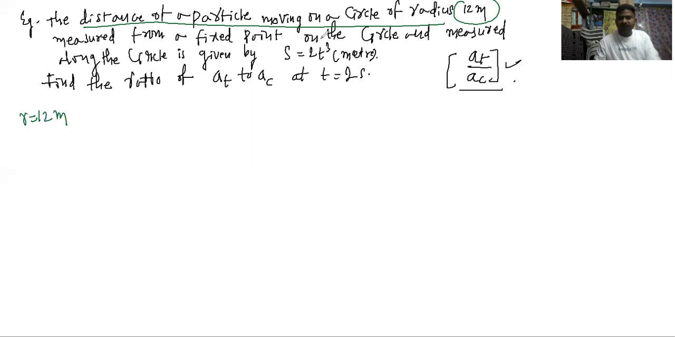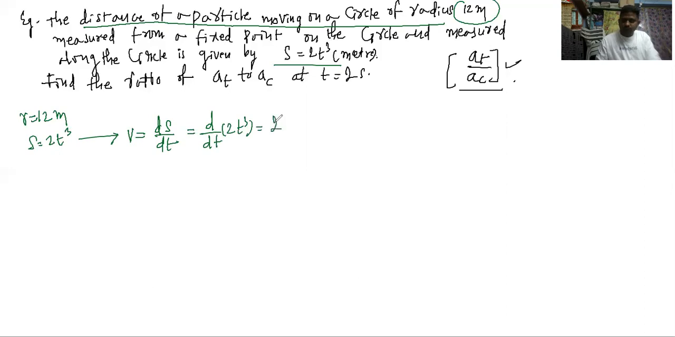Measured from a fixed point on the circle and measured along the circle is given by S is equal to 2t cube. So S is a function depending on the time. From here you can find the velocity, my dear students. Velocity is equal to ds by dt. S is what? Displacement here. So I can write d by dt of 2t cube. This I can also write as 2 into d by dt of t cube. So 2 into d by dt of t cube, that is 3t square.